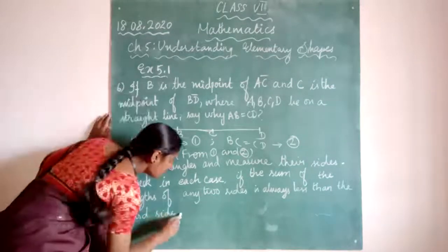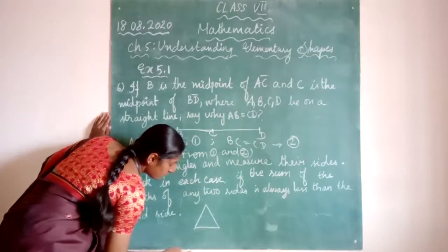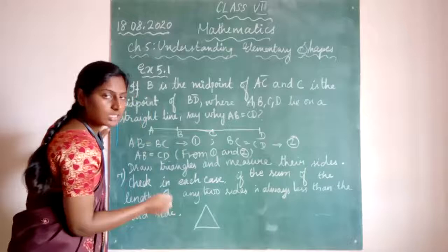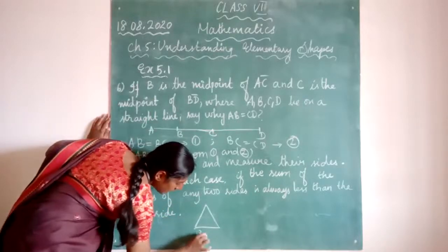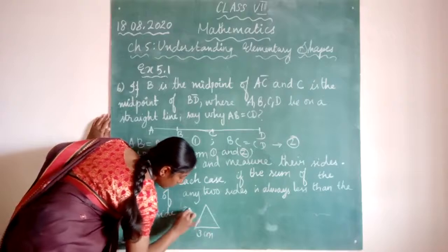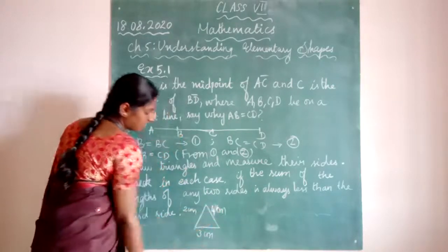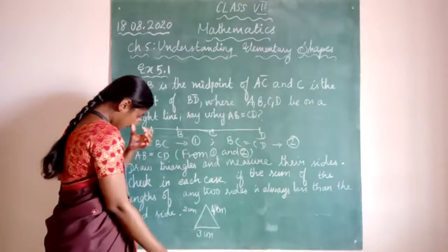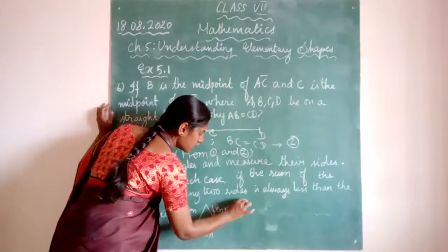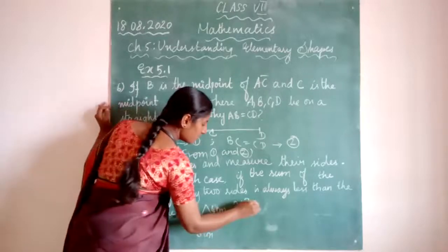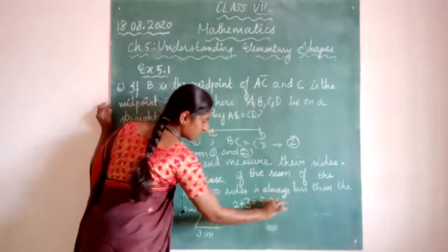Now let me draw two triangles for you. Okay, and you use your scale and draw. Since I cannot draw it with scale, I am just drawing it. You use your scale and draw 3 centimeter, 2 centimeter and 4 centimeter. Okay, now I take any two sides. So let me take 2 plus 3. So what is 2 plus 3? 5. Is it greater than the third side or not? Yes, it is greater. Okay.